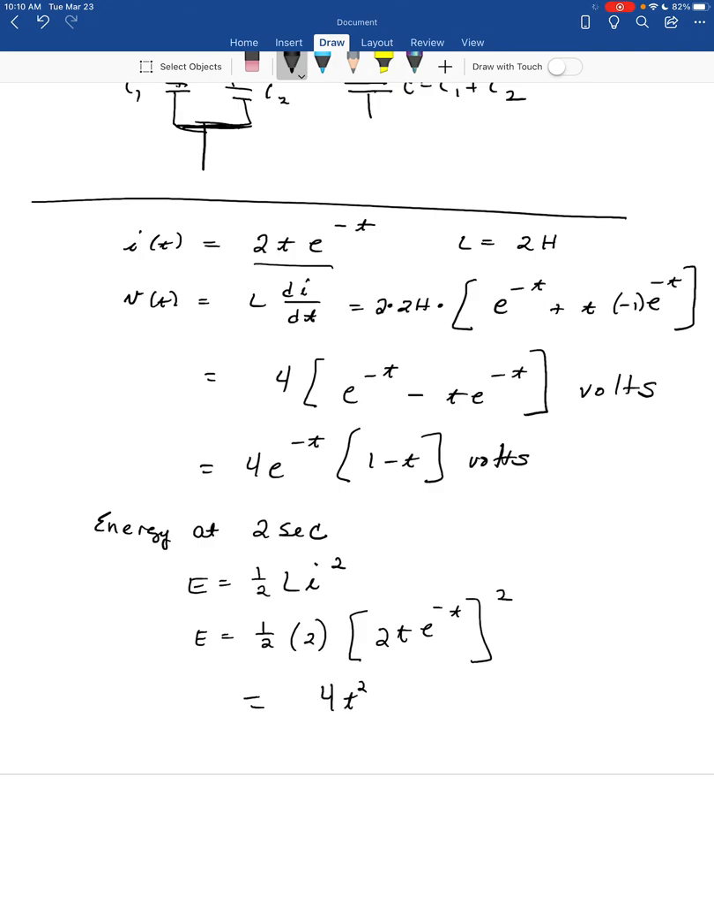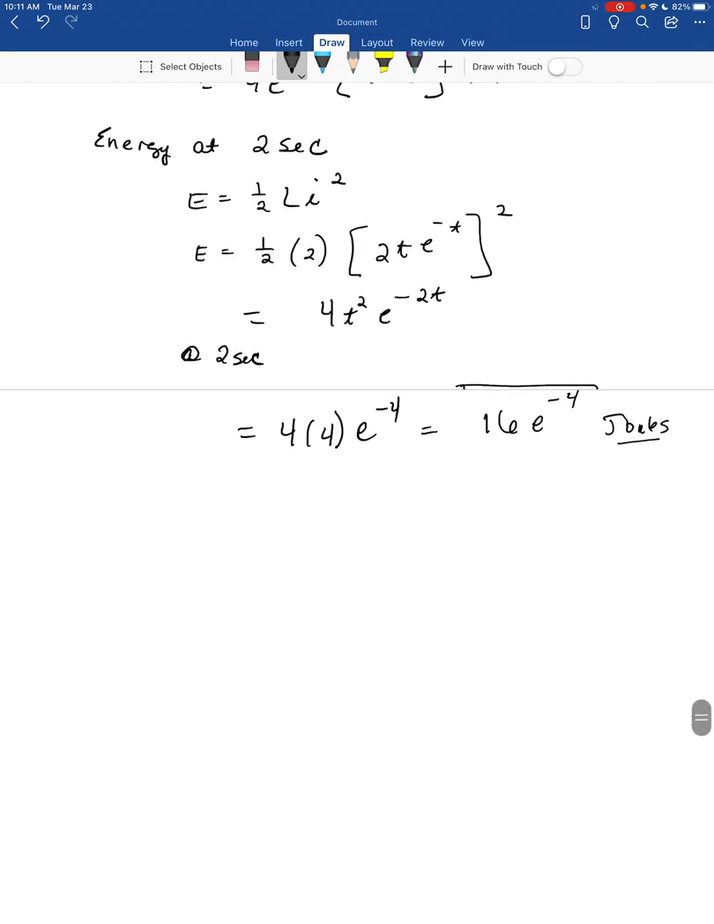So out of this, I should get 4t squared e to the minus 2t. And then when I plug in at 2 seconds, I'll get 4 times 4 e to the minus 4, or 16 e to the minus 4. Okay, and once again, you can plug in that 2.67 value for E and get an actual number out of this. It's going to be fairly small. And also, once again, this energy is in joules.